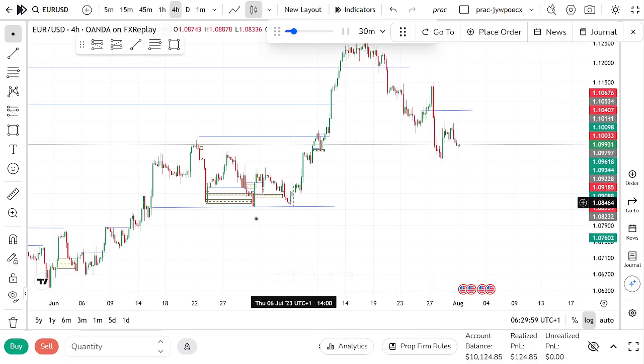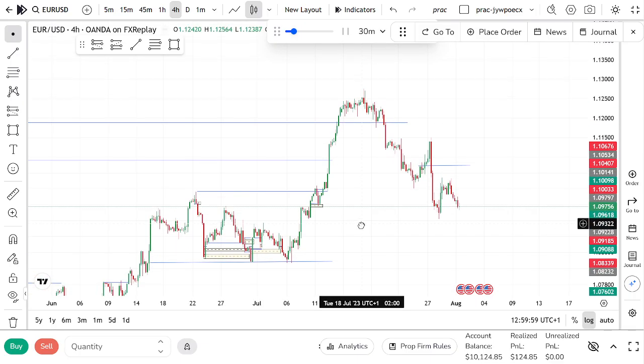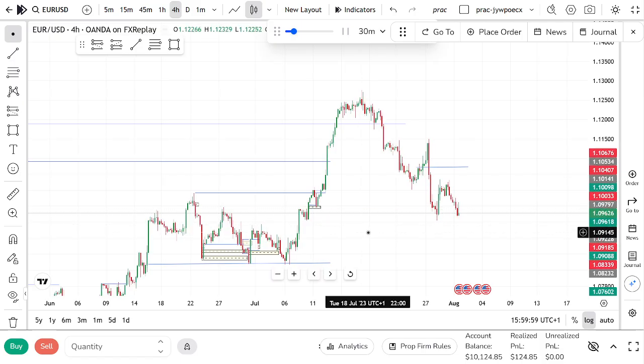Sweep entries that we were trying to enter from here, this one giving us like 1 to 15, 1 to 29. You grab something of that sort.